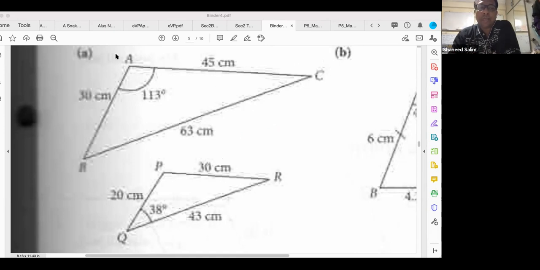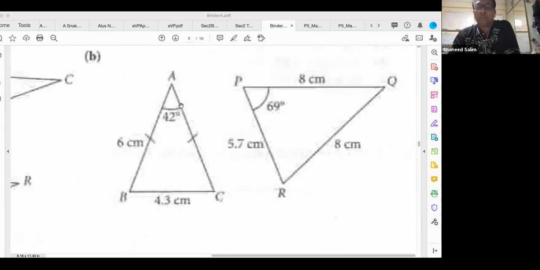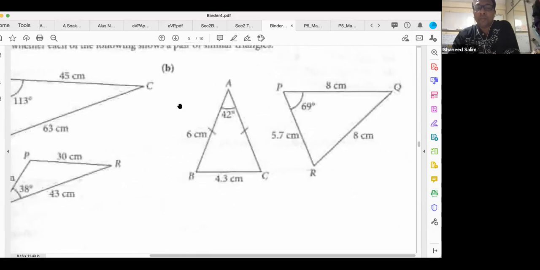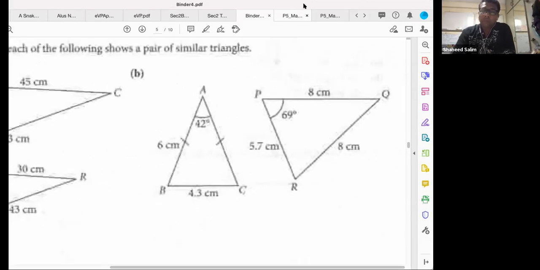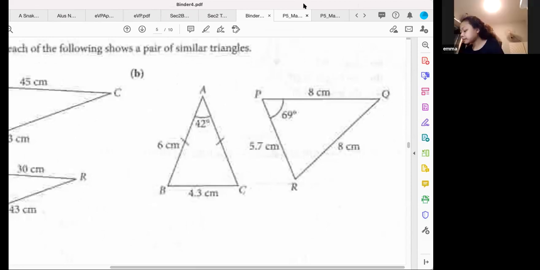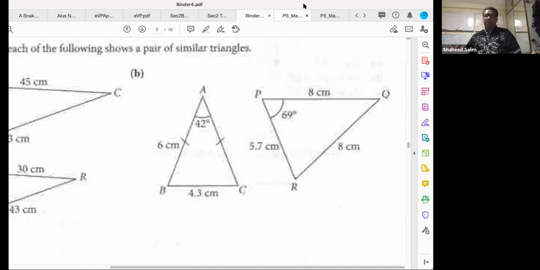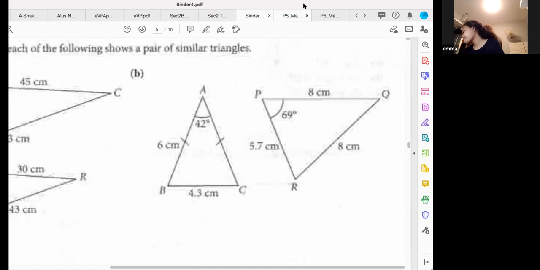So far none are similar. Maybe this one might be similar. Do you think they're similar? Question B. But you got to determine what is corresponding to what. I think quite easy. Isosceles triangle, right? Not the same. Not the same.